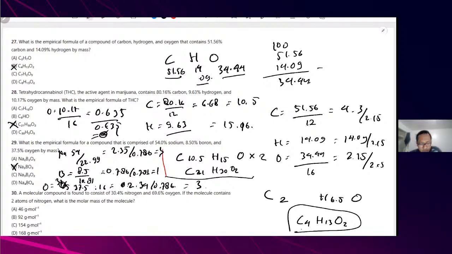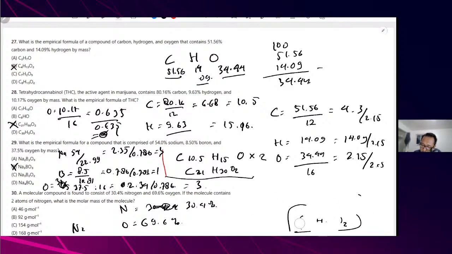And then the last question for today: a molecular compound is found to consist of 30.4% nitrogen, and then O is 69.6%. If the molecule contains 2 nitrogen atoms, what is the molar mass of the molecule? How to answer this question?